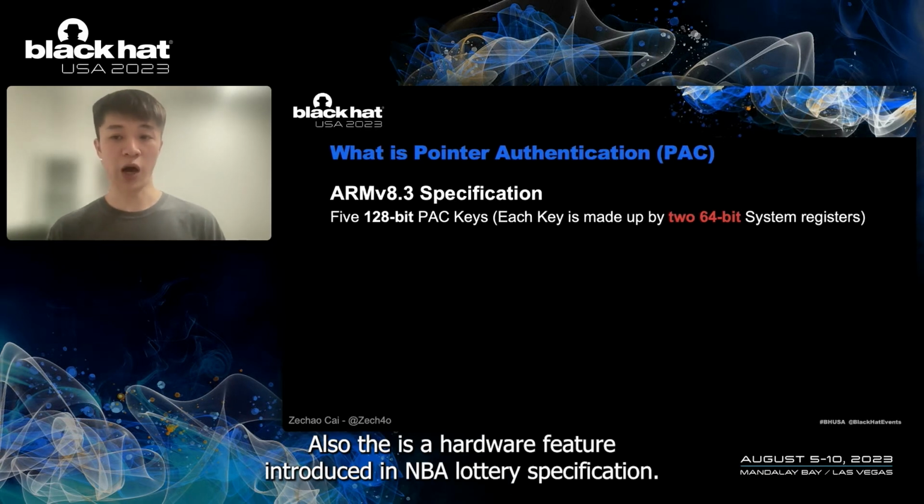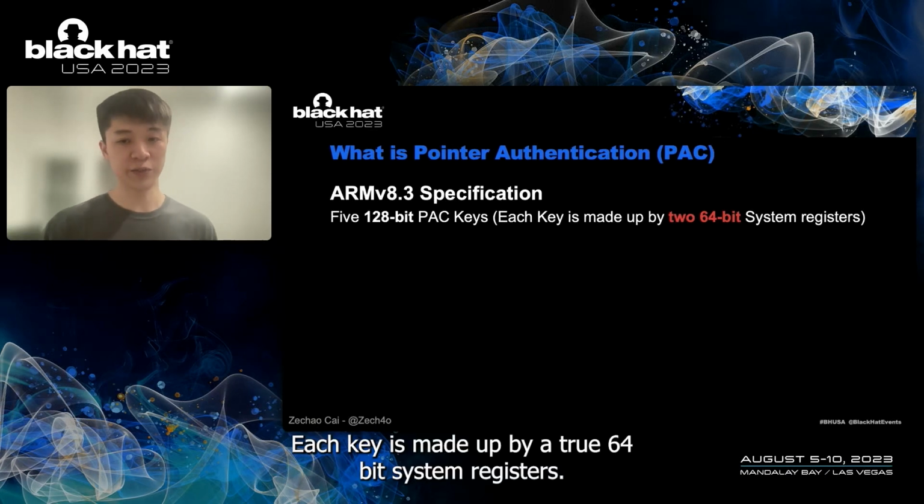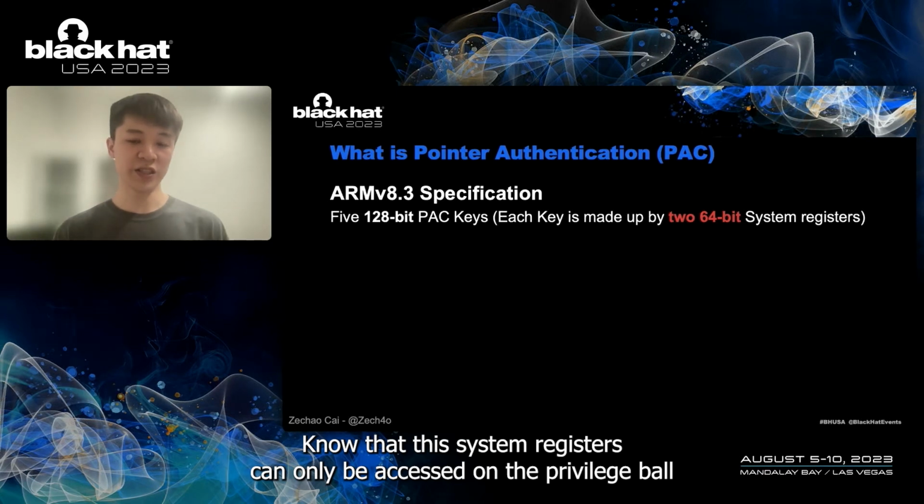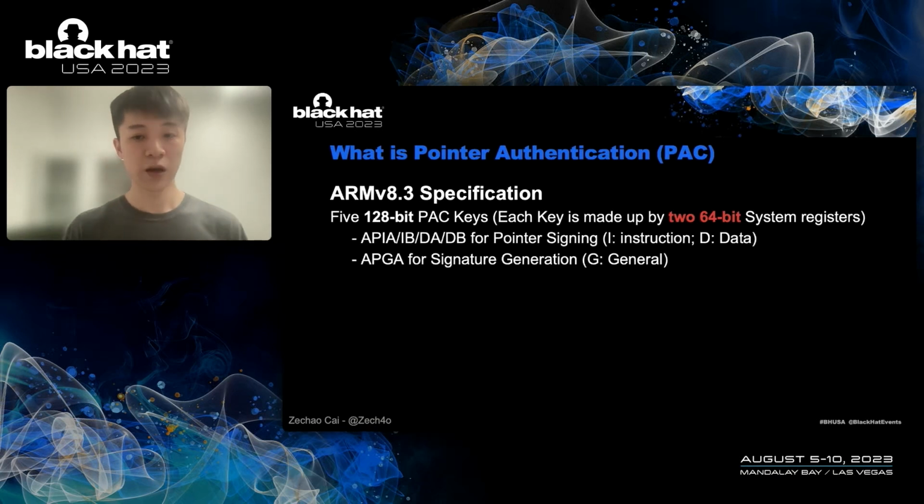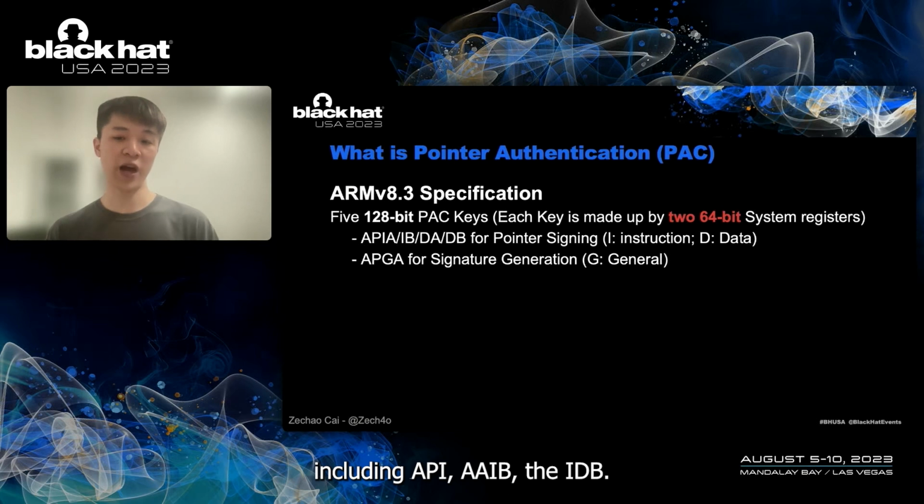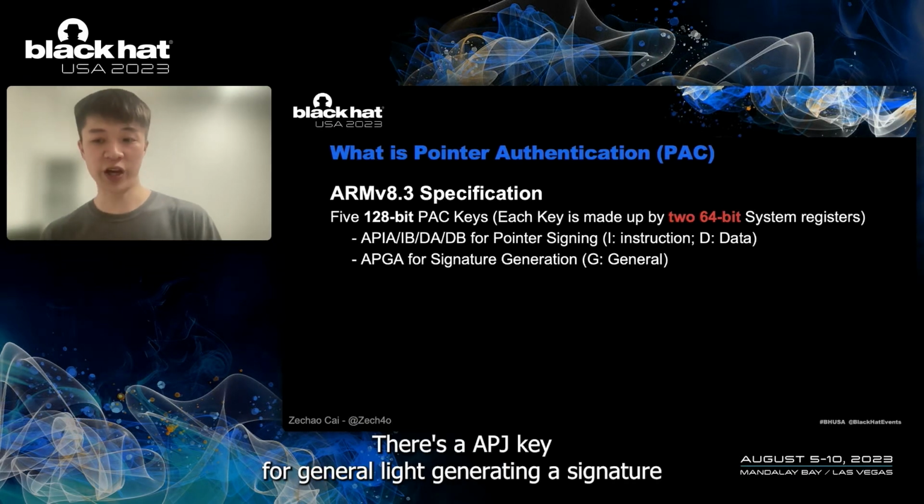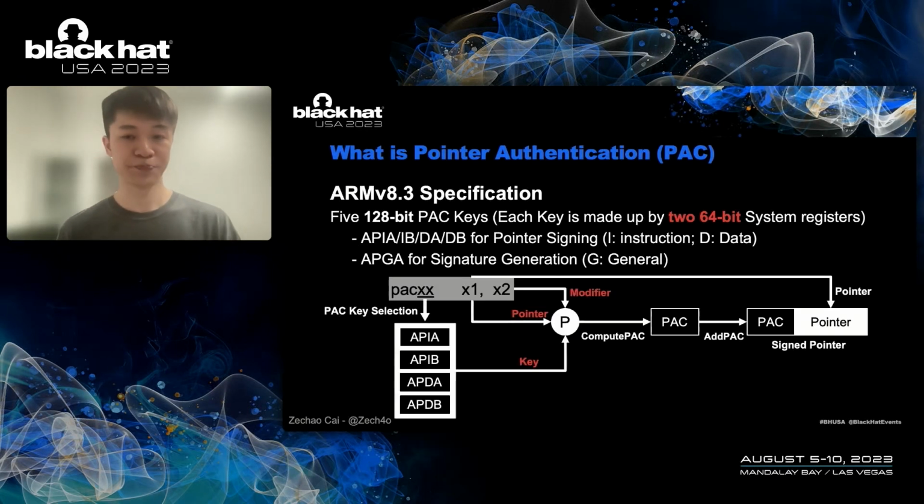Pointer authentication is a hardware feature introduced in the ARMv8.3 specification. It provides five 128-bit PAC keys, and each key is made up of two 64-bit system registers. Note that these system registers can only be accessed in privileged mode. There are four keys for signing pointers, including APIA, APIB, APDA, and APDB. Besides that, there's an APGA key for general usage, like generating a signature.